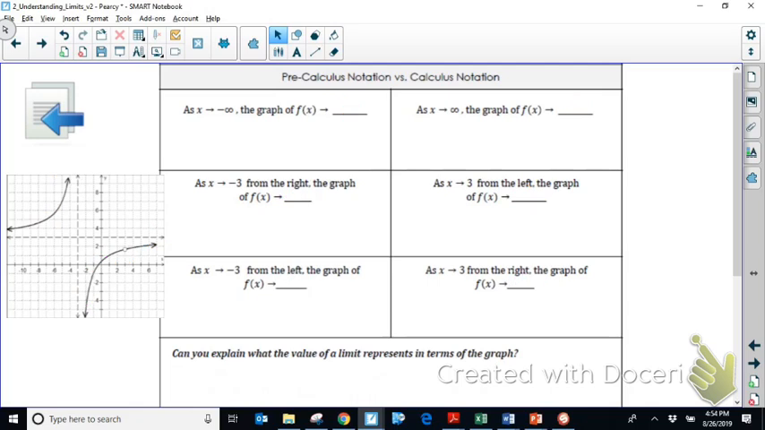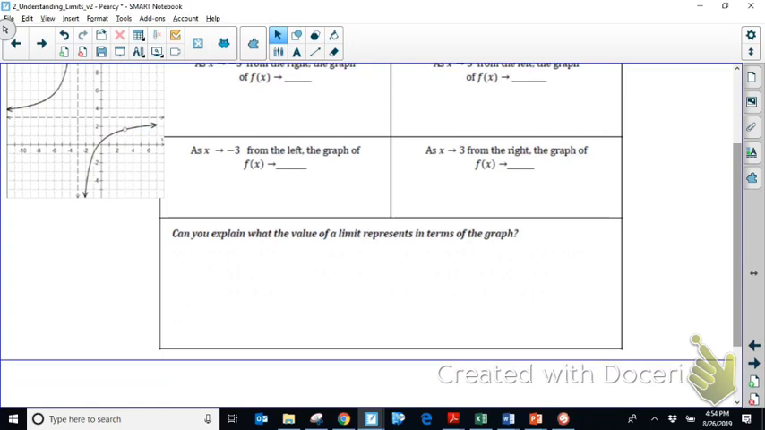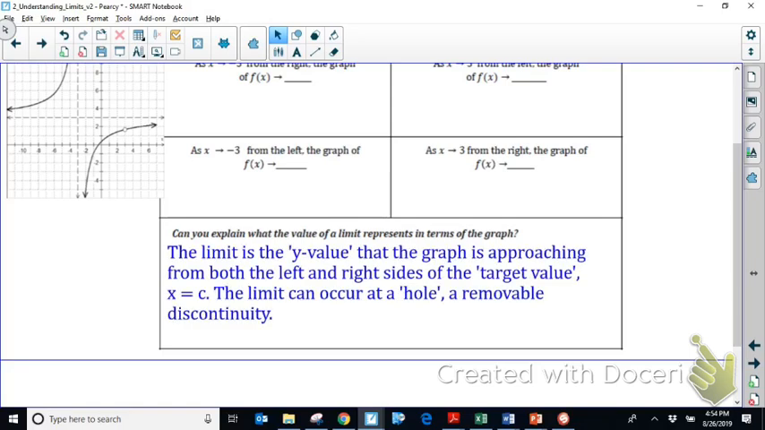And finally, down here at the bottom, can you explain what the value of a limit represents in terms of the graph? In this case, this is what my explanation was. The limit is the y value that the graph is approaching from both the left and the right sides of the target value, whatever c happens to be. And the limit can occur at a hole, which is otherwise known as a removable discontinuity.